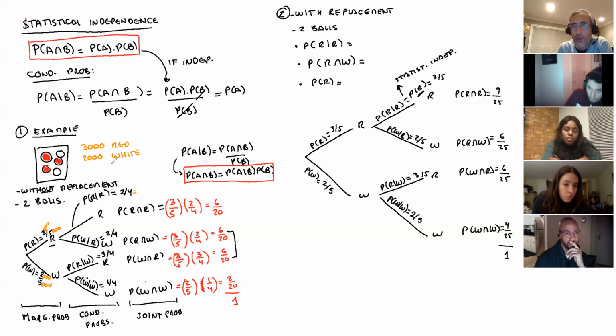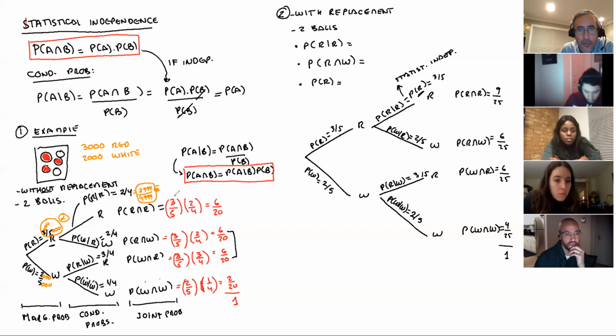It's not 2/4 anymore. So if I have one red, and I want another red, it's going to be 2,999 divided by 4,999, correct? Are you with me, guys? Now, if you compare, and we just do this one here. Compare this one here with this one here. How are they? So let's call this alpha, and let's call this beta.